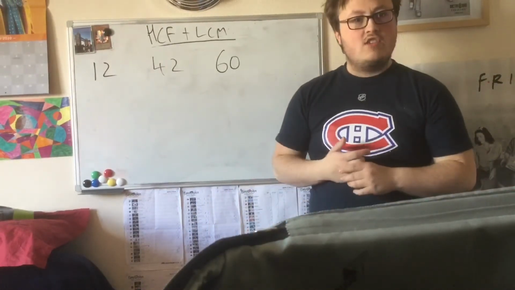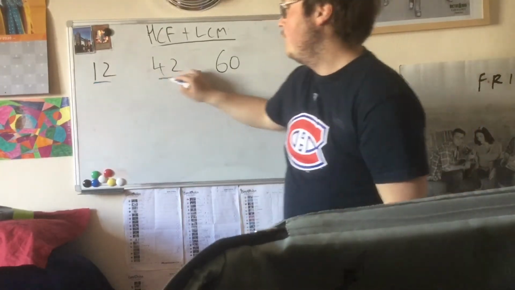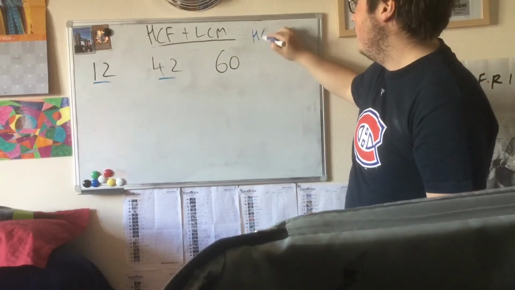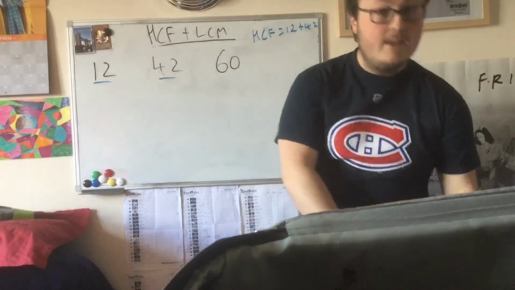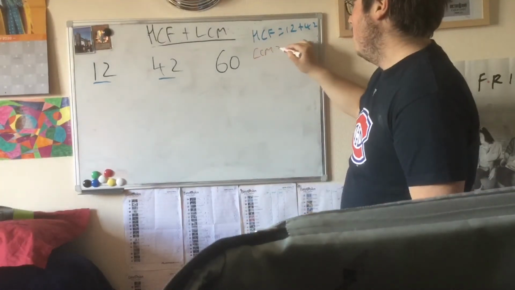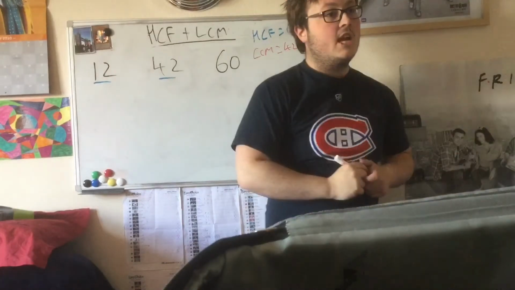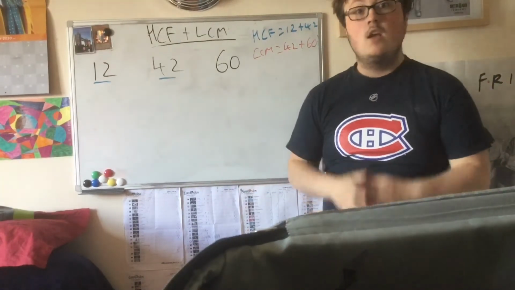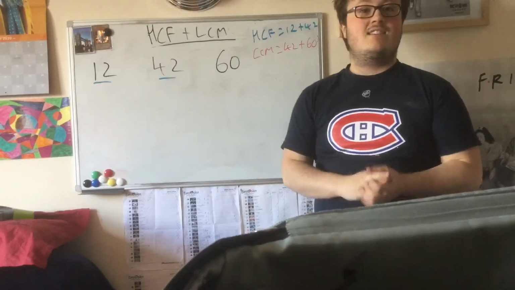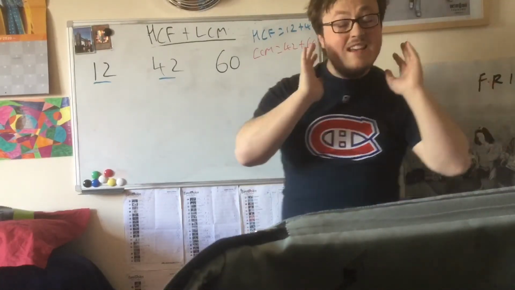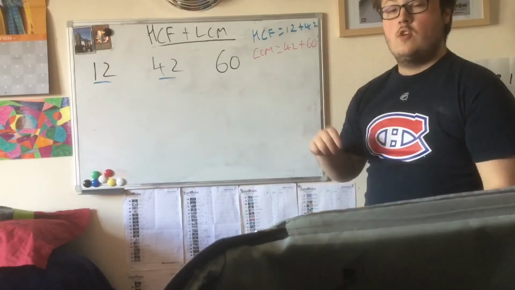So if you want to try this challenge, I want you to find the highest common factor of 12 and 42, and the lowest common multiple of 42 and 60. That's the challenge. Pause the video now and work it out. And I'll go over it in 3, 2, now.